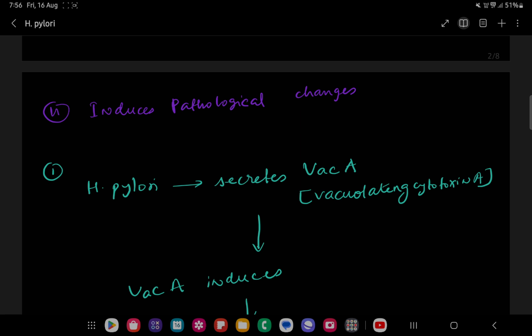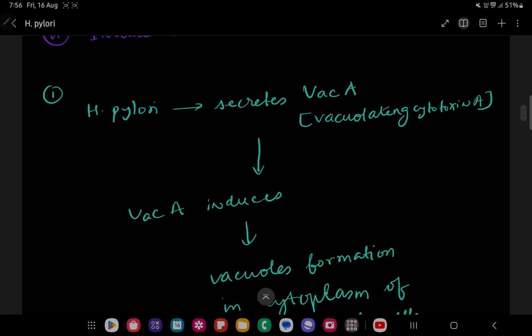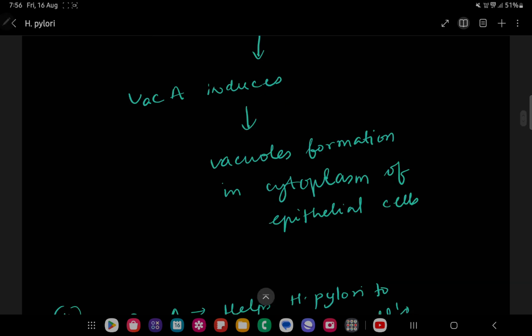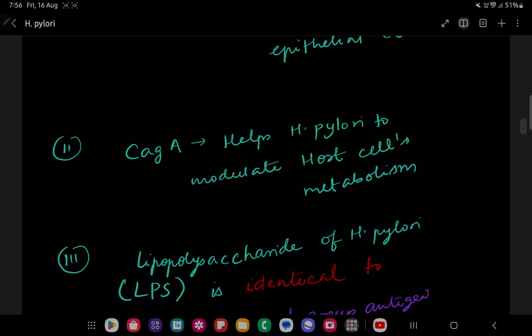Now coming to the second step, that is, it induces the pathological changes. H. pylori induces the pathological changes. The very important thing is that H. pylori secretes VAC-A, that is vacuolating cytotoxin A, and this VAC-A induces vacuole formation in the cytoplasm of the epithelial cells in the gastric mucosa. There is CAG-A that helps the H. pylori to modulate the host cells metabolism. This is a very important part.